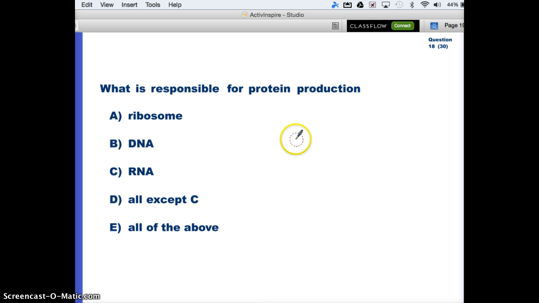What is responsible for protein production? Well, the start is DNA. You got a DNA strand, and it splits, and it makes RNA. And then the RNA goes and finds a ribosome to assist it in the making of the protein. So the answer is all of the above.